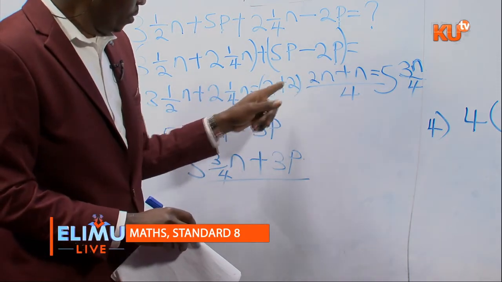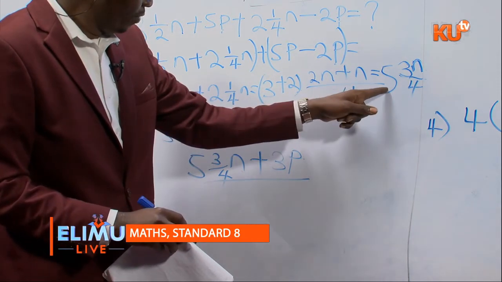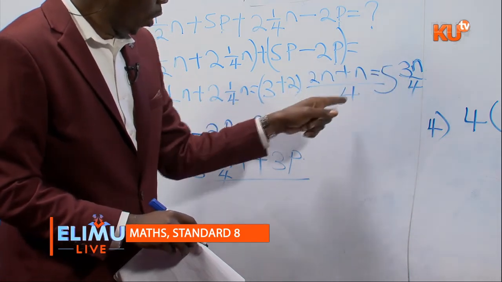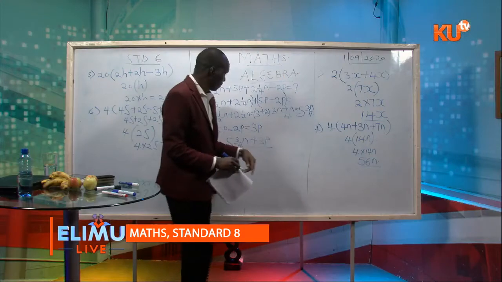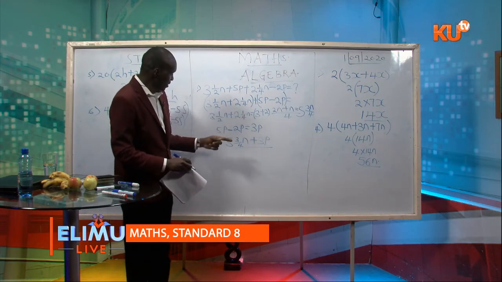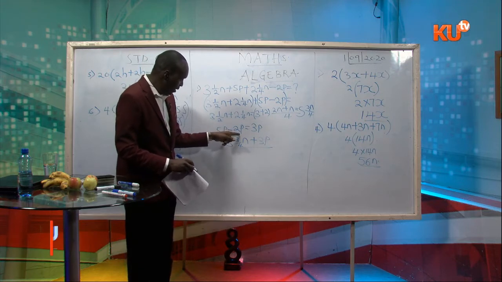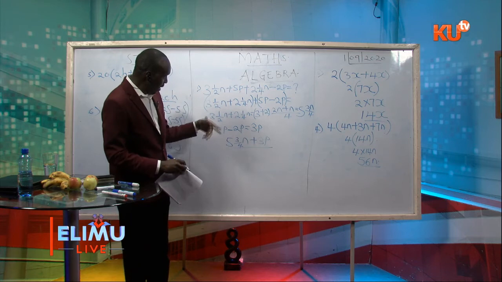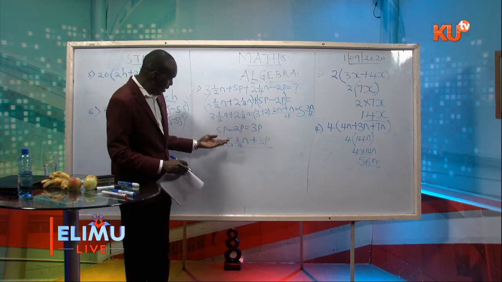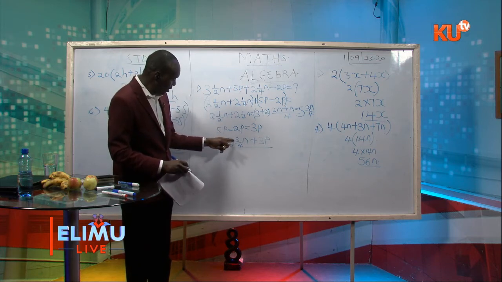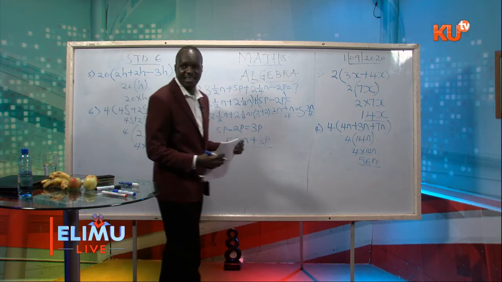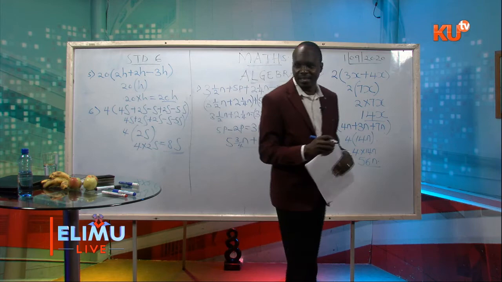3 plus 2, I got 5 whole number. 2n plus n, I got 3 all over 4n. The next part is 5p take away 2p. I got 3p. Then my answer became 5 whole number 3 over 4n plus 3p. Is it clear? Okay.